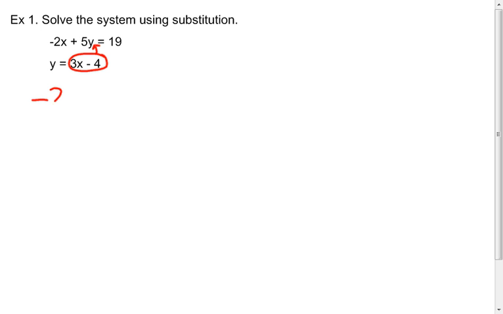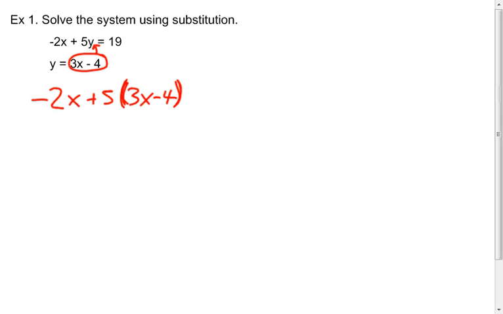The minus 2x stays the same. The plus 5 stays the same. And I took the y out, and I'm putting 3x minus 4 in its place. That's where y used to be, right? There used to be a y in that spot. Not anymore. I put the 3x minus 4 there instead. Notice, when I substitute it in, I always put it in parentheses.